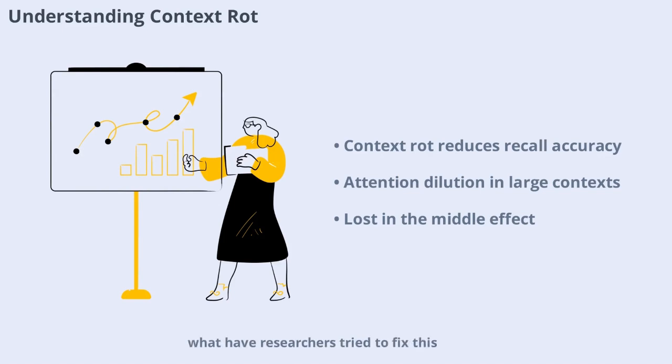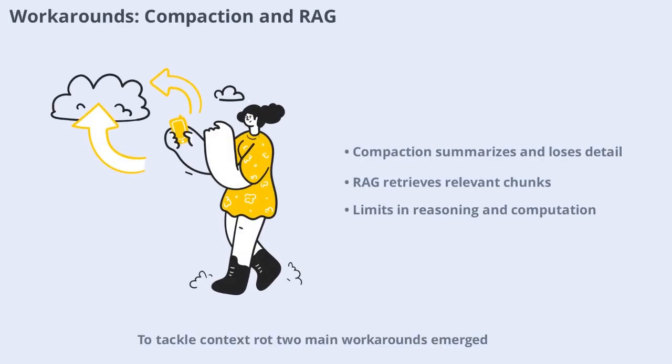So, what have researchers tried to fix this? To tackle context rot, two main workarounds emerged. The first is compaction, summarizing long contexts and discarding the original details. While this saves space, it's inherently lossy. Important information can be lost forever.